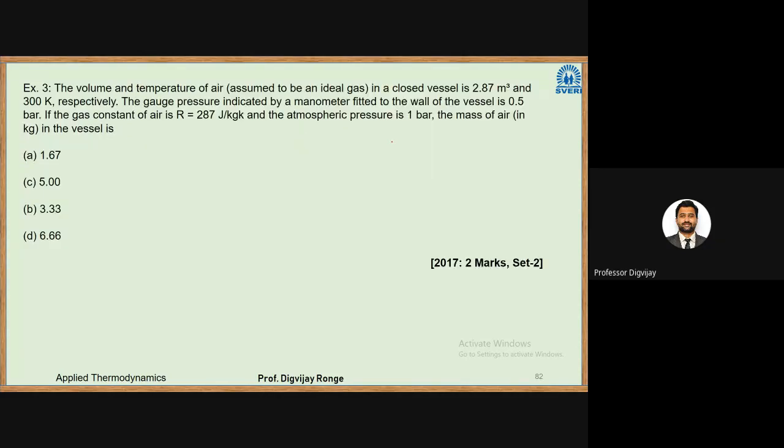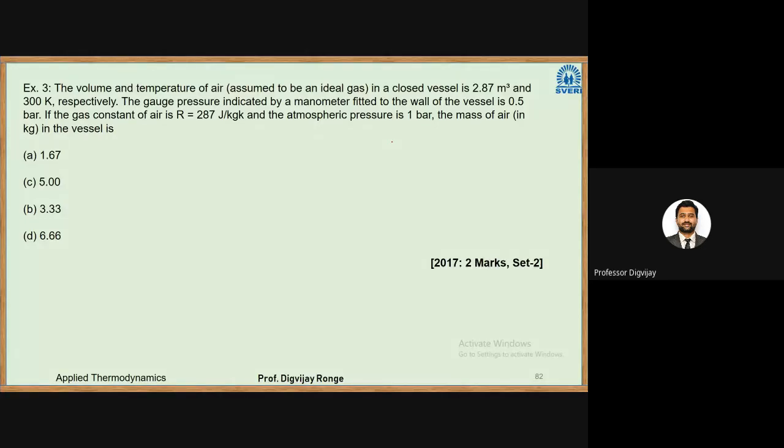Next, this was asked in GATE 2017 for 2 marks. Let us see it. The volume and temperature of air, assumed to be an ideal gas, in a closed vessel are 2.87 meter cube and 300 Kelvin respectively. The gauge pressure indicated by a manometer fitted to the wall of the vessel is 0.5 bar. If the gas constant of air is 287, obviously, and the atmospheric pressure is 1 bar, again obviously, the mass of air in kg in the vessel is.